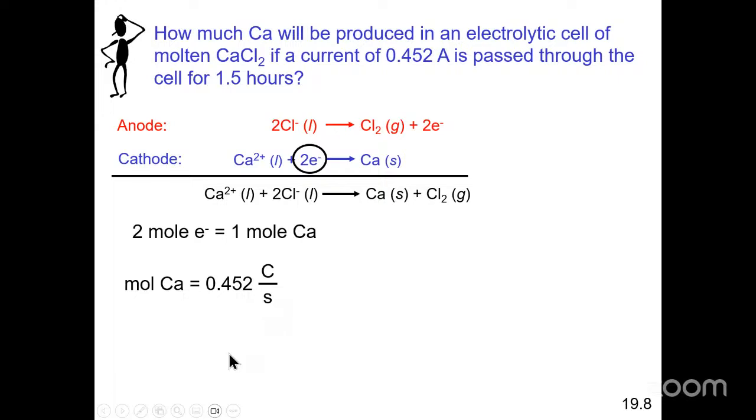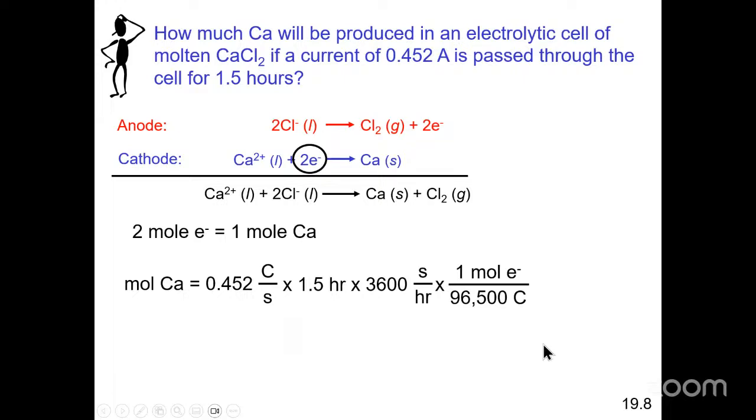We multiply that by the time, but notice that the time is in hours. So what do we need to do? We need to convert the hours to seconds. So we multiply by 1.5 hours, and then we multiply by 3,600 seconds per hour. And that will give us the moles of electrons. But remember now, there's a 2-to-1 mole ratio between the moles of electrons and the moles of calcium.